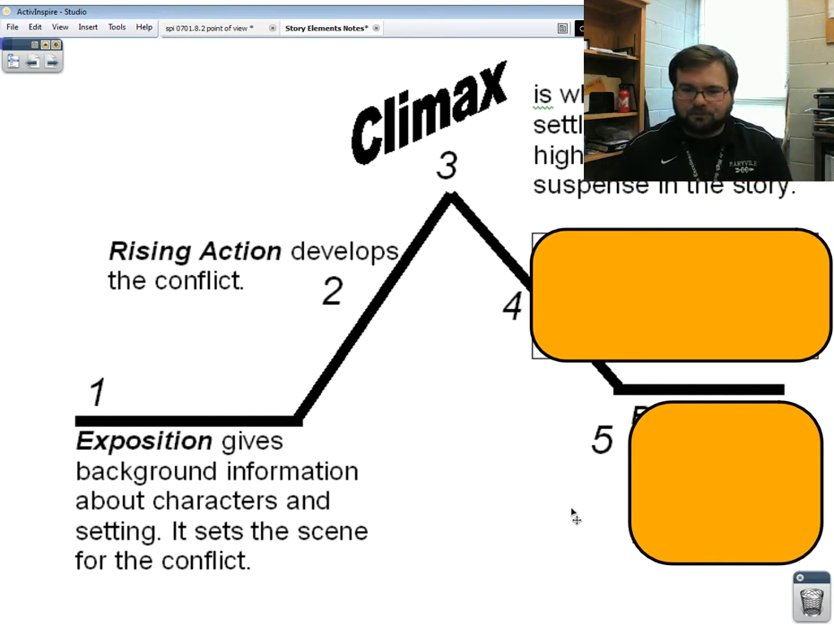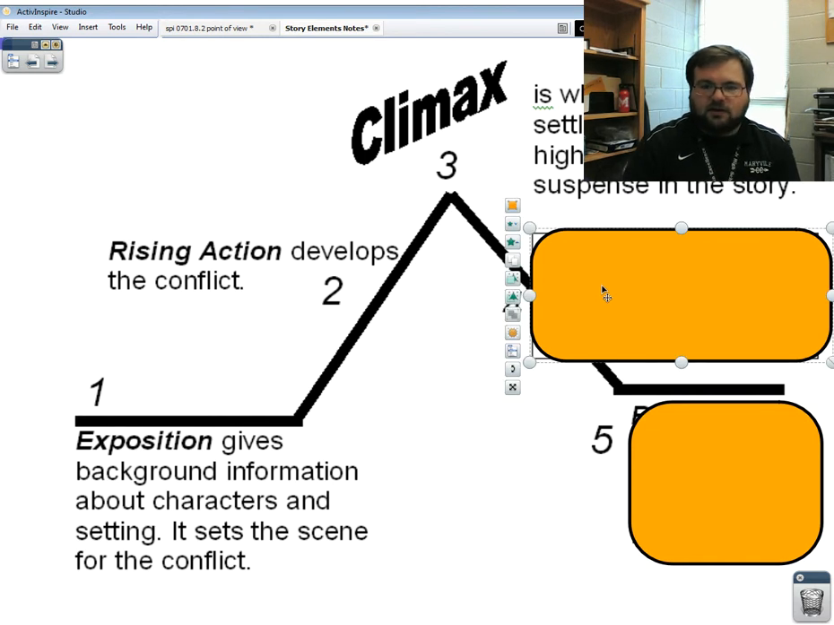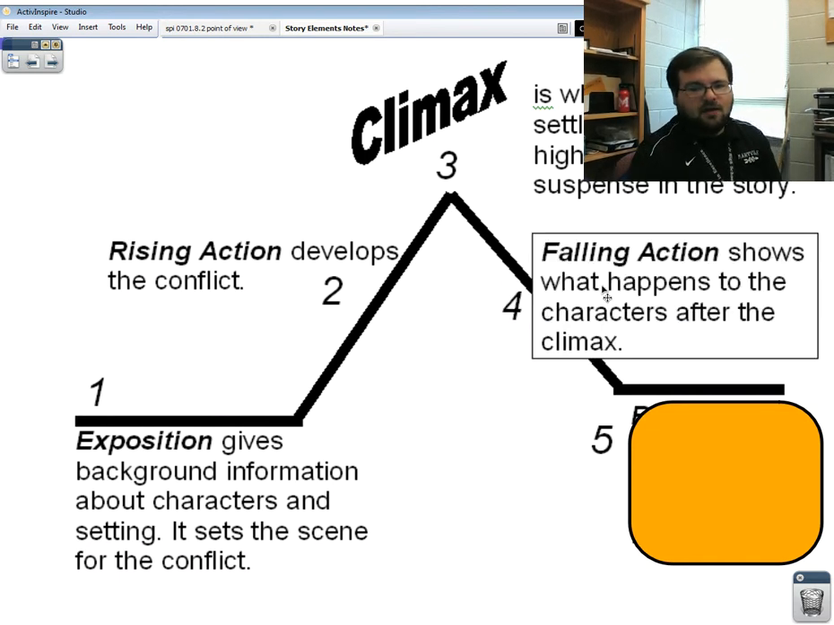That climax is going to be the boxing match. It's that part where they're put in the same area where they're going to have to duke it out and solve their problem. Now, the next part is the falling action. That's what happens to the characters right after the climax, like immediately after. So you've got this fight, they're duking it out, one knocks the other out. From the second that other character hits the mat, that's the falling action. It's what happens immediately after the climax.